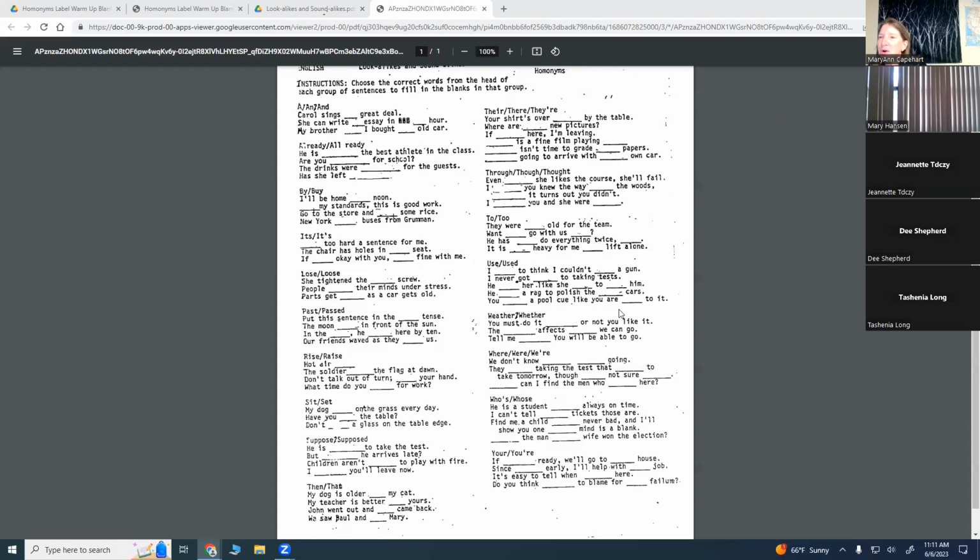Your shirt's over there. Which one is the place? There by the table. If they are here or they're here, I'm leaving. Is it the subject and verb? Yeah. Of course, they all sound the same. What's the one above it? Their, yeah, that's possessive. It's their new pictures.